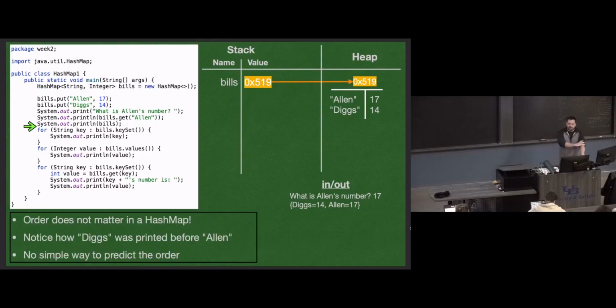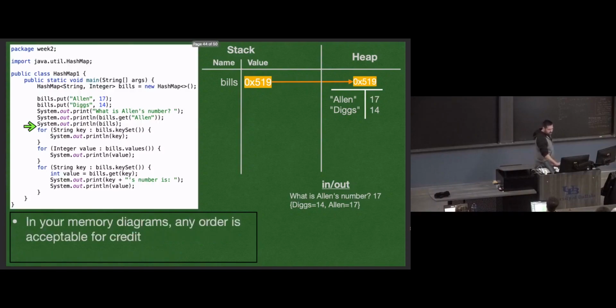And notice that the order doesn't matter. When I set up this example and printed it out, Java printed Diggs before Allen, even though I inserted Allen first. The order doesn't matter for HashMaps. Order will not be preserved for you, so you might get a different order. When you're doing your memory diagrams, I don't care what order you iterate over. I don't care what order you print in, because you're not going to know what the order is going to be when you're sitting there with pen and paper drawing your memory diagrams. So whatever order is fine.